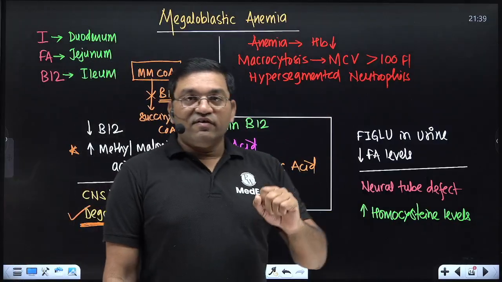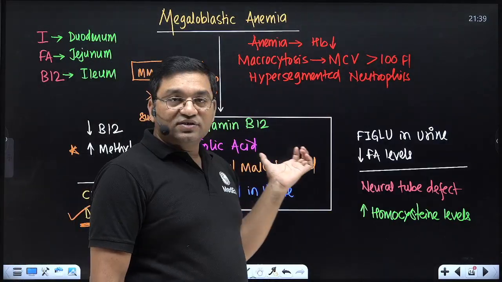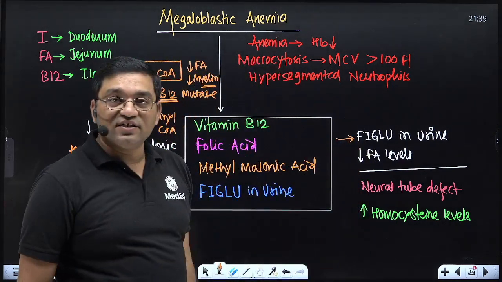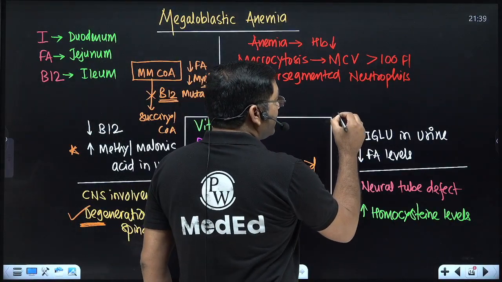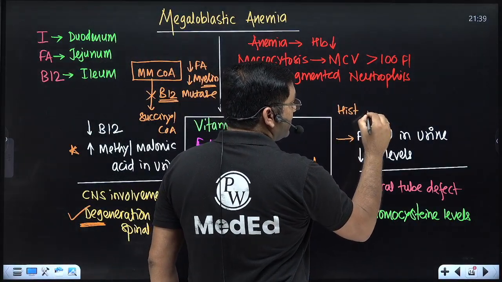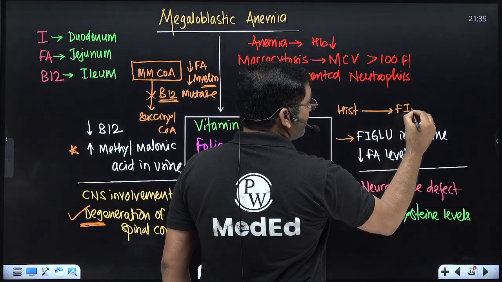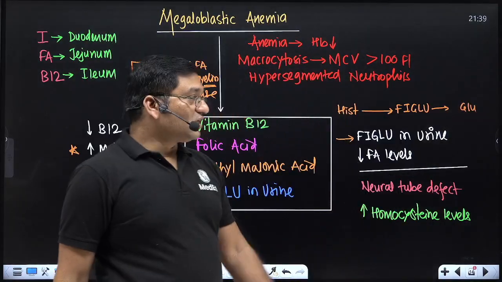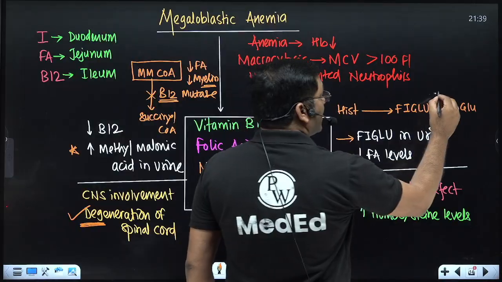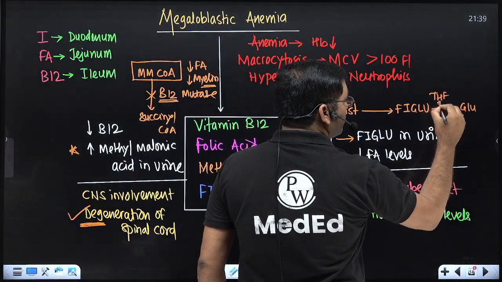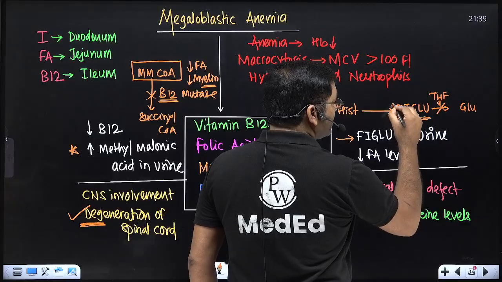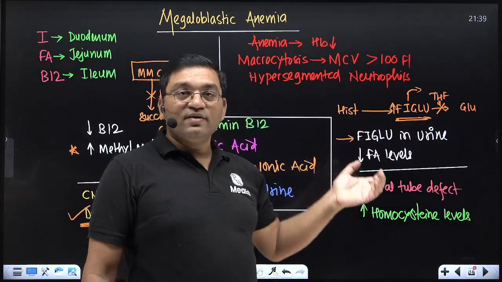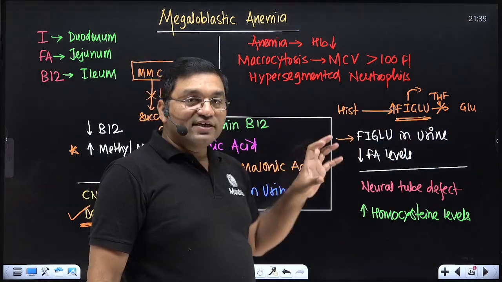Now folate. If there is folate deficiency, there is excretion of FIGLU in the urine, that is formiminoglutamic acid. This is done by the histidine load test. Histidine is given. Histidine is converted into FIGLU, that is formiminoglutamic acid, and it is converted into L-glutamate. For this conversion, tetrahydrofolate is required. Folic acid is required. If there is folate deficiency, this FIGLU level will increase and it is excreted in the urine. So this is vitamin B9 deficiency or folate deficiency.